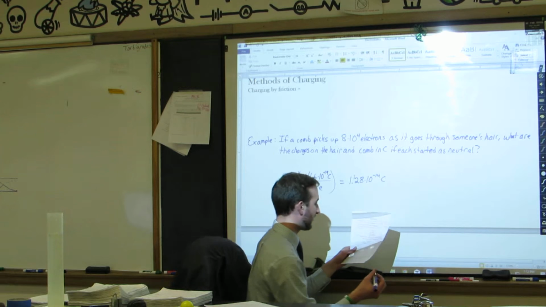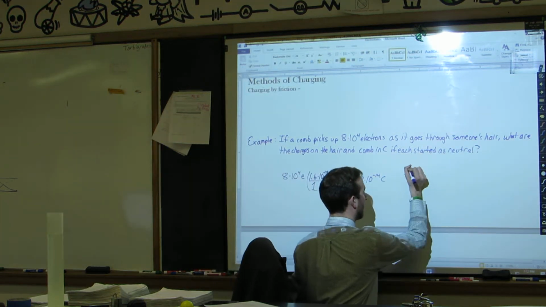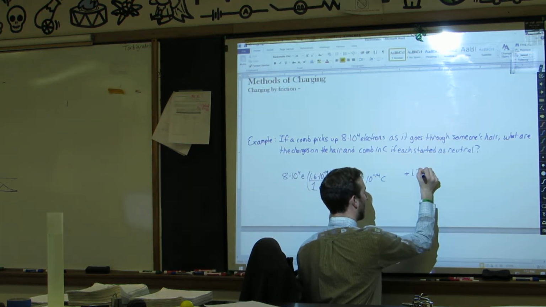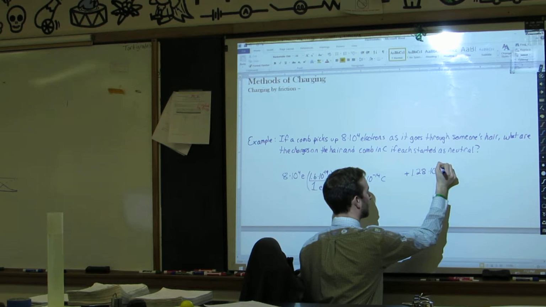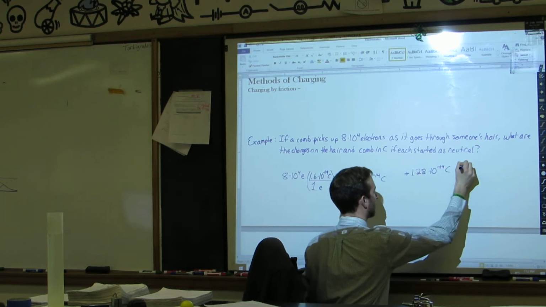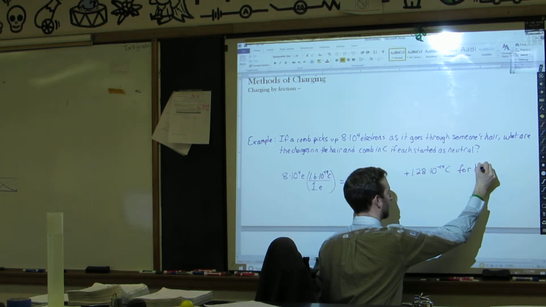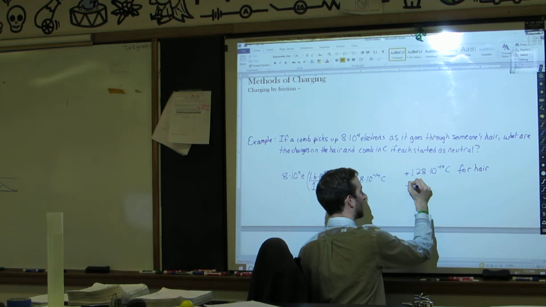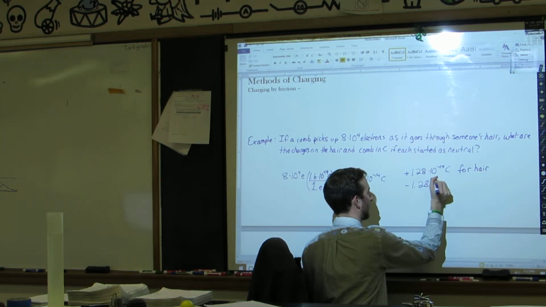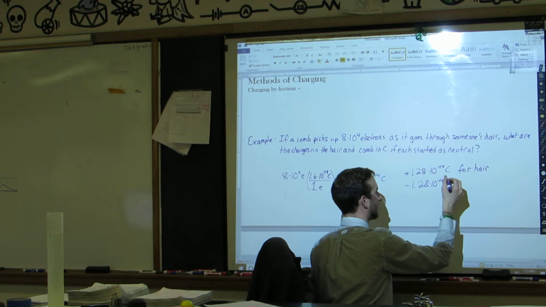If we want to write the final answer, we would say that the hair now has a charge of positive 1.28 times 10 to the negative 14th coulombs. And the comb, since it gained the electrons, has a negative charge. Gain electrons negative, lose electrons positive.